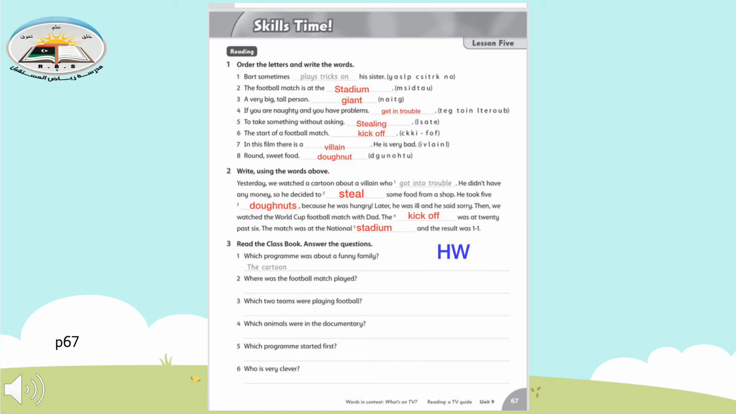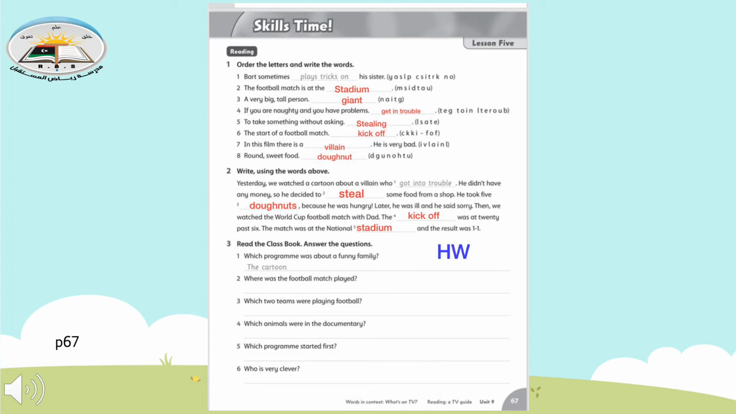Later, he was ill and he said sorry. Then we watched the World Cup football match with Dad. The kick-off was at 20 past 6. So number 4, kick-off. The match was at the national stadium, and the result was 1-1.